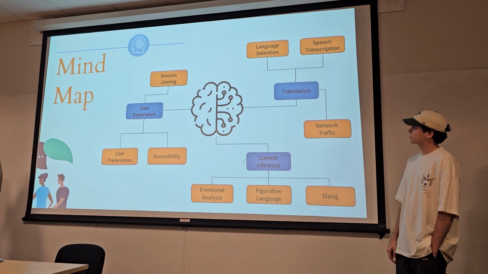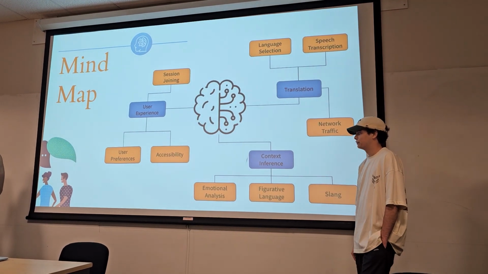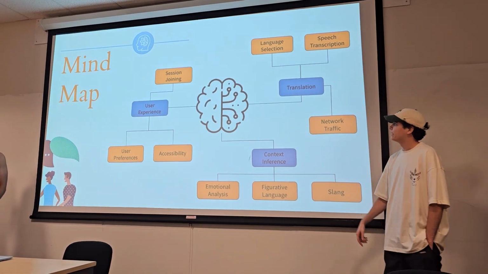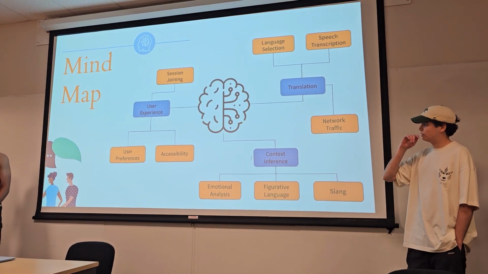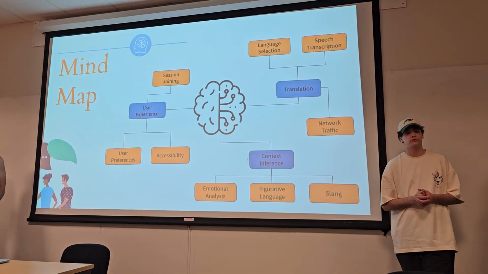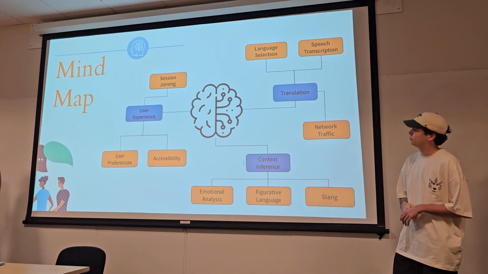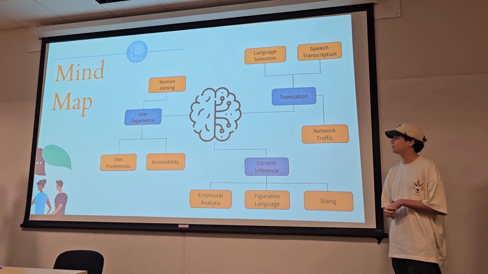Cool, so this is the mind map that we came up with. I'll follow the user experience path first. It starts out with session joining. It revolves around creating private rooms for the users to join in, simply through room codes, right? That's our idea.